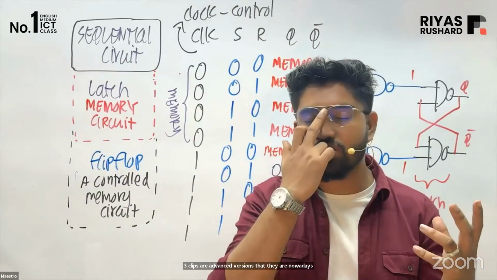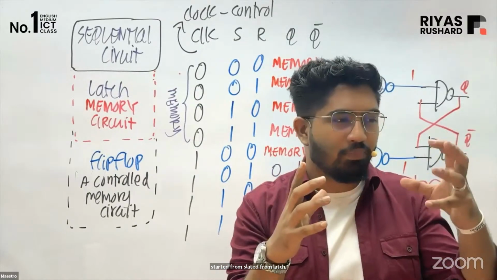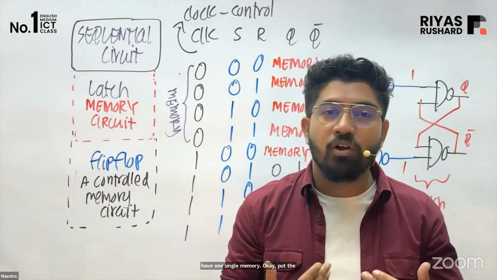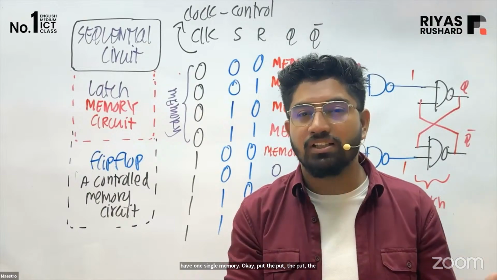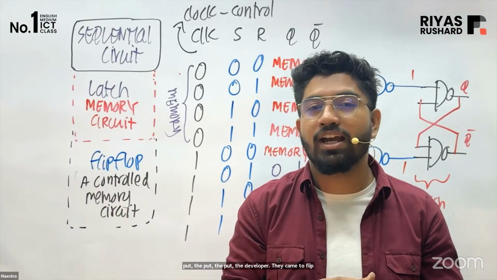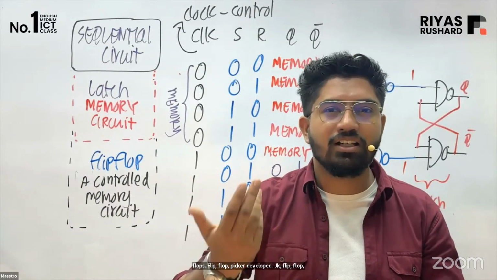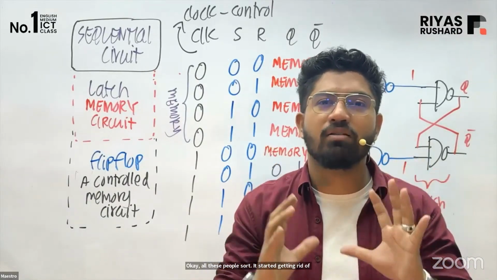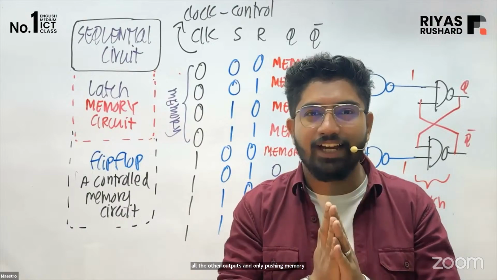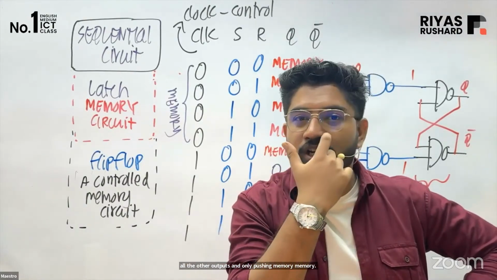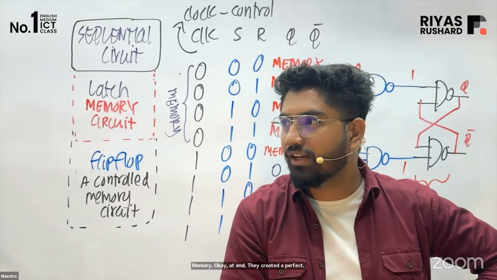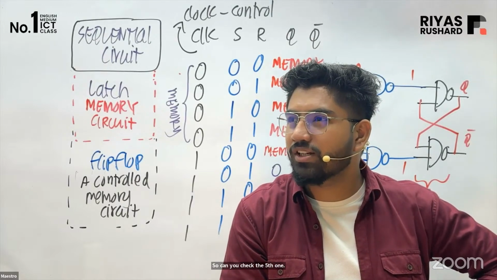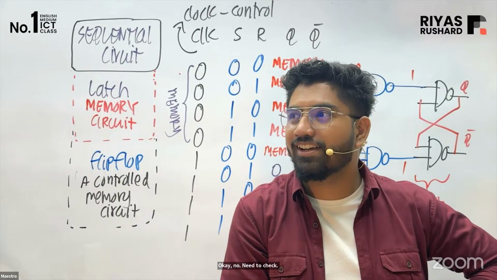It started from the latch, which can only have one single memory. They developed it into flip-flops: JK flip-flop, D-type flip-flop, SR flip-flop, K-type flip-flop, N-type flip-flops. All these flip-flops started getting rid of all the other outputs and only pushing memory, memory, memory, memory. At the end they created a perfect circuit which can store a number of bits. Can you check the fifth one? Same. No need to check. Right answer.